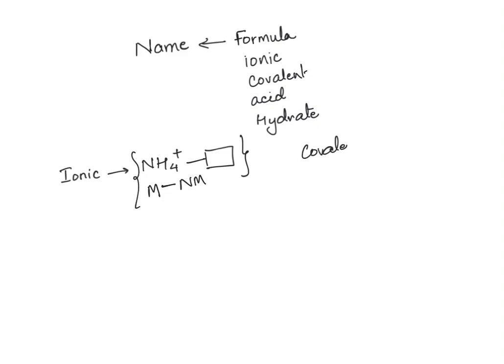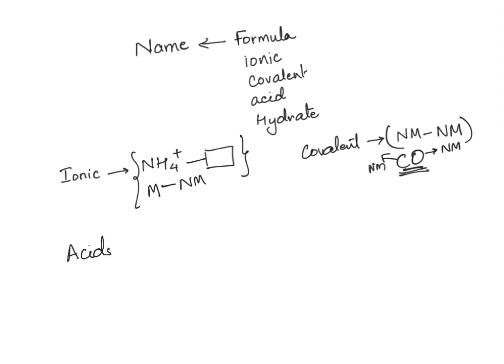Covalent compounds, on the other hand, have a non-metal to non-metal bond, meaning carbon monoxide, for example. Carbon is a non-metal. Oxygen is also a non-metal. So there is a non-metal to non-metal bond, so it's a covalent compound. So for a covalent compound, you need to have a non-metal to non-metal bond.